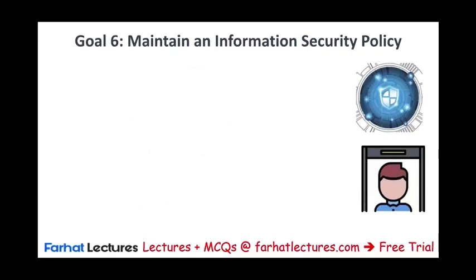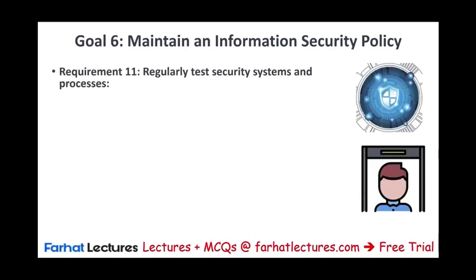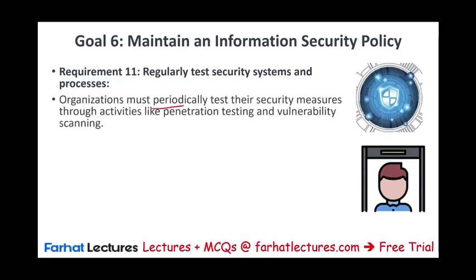Goal 6, maintain an information security policy. Well, requirement, test security systems and processes on a regular basis, periodically. Test your security measures through activities like penetration testing and vulnerability scanning. If you don't know what these are, you're trying to break into your own system, and we'll talk about those in a separate session. This helps identify weaknesses that need to be addressed. And this is how you know where your weak spots are, and you patch them, you update them.